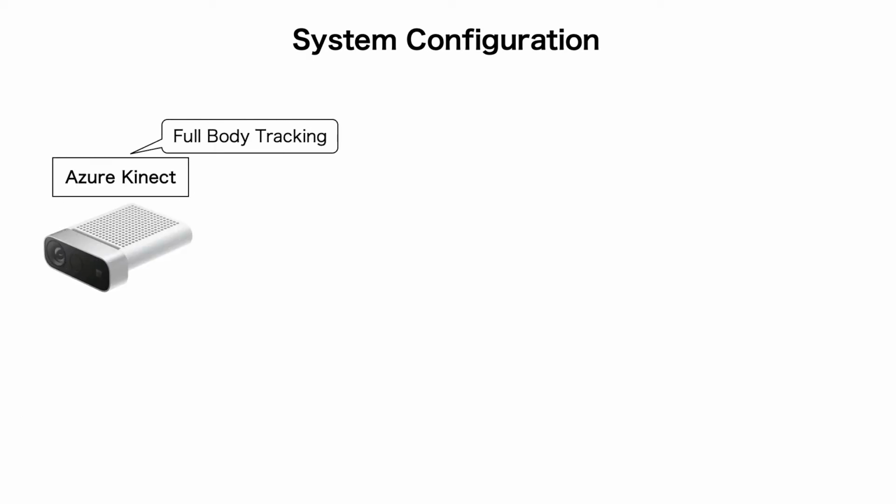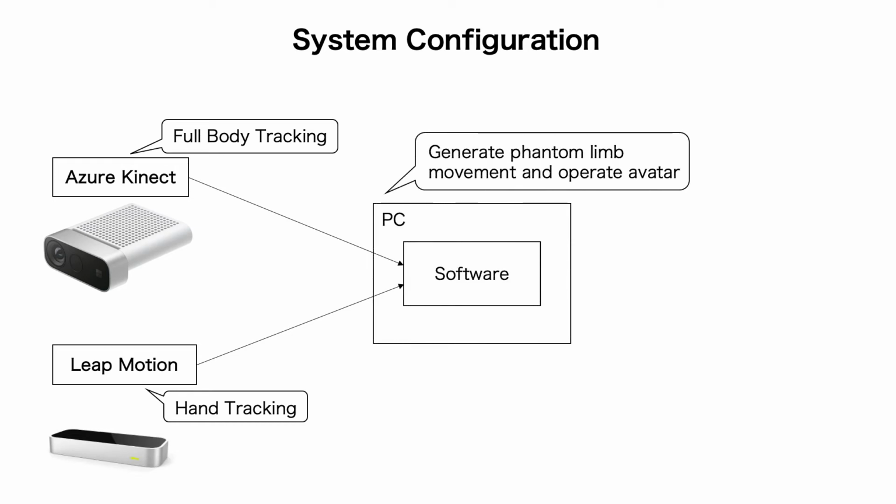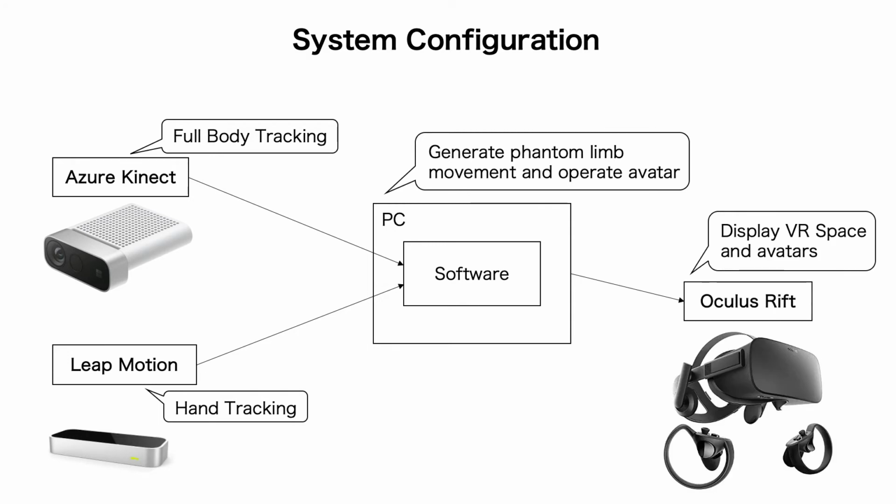This is our system configuration. The user's whole body movements are measured by the Azure Kinect, and the movement of the hands and fingers of the normal limb is measured by Leap Motion. The movement of the phantom limb is generated by inverting the measured movement of the normal limb from side to side, and the avatar is operated by using these data. The avatar is displayed in a VR space and observed by using an HMD.